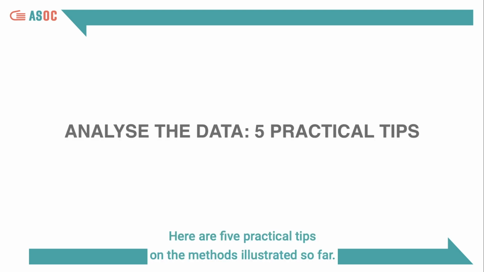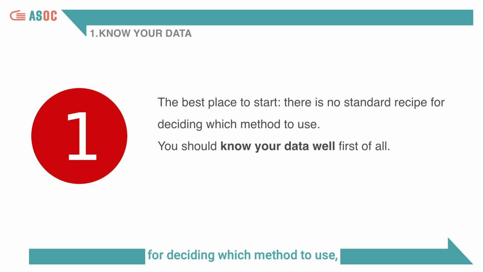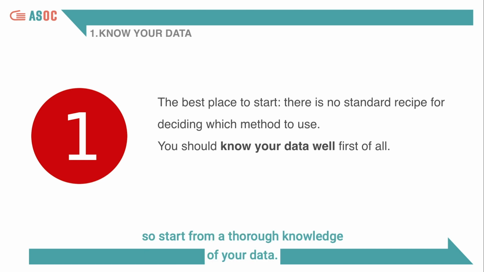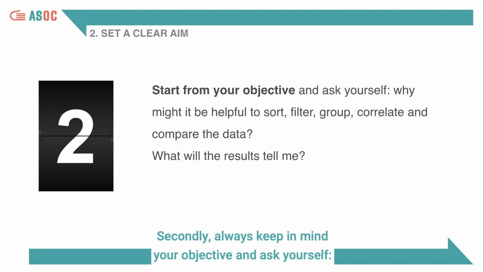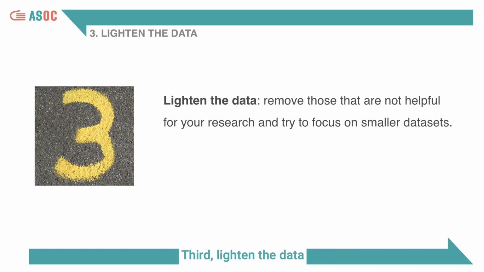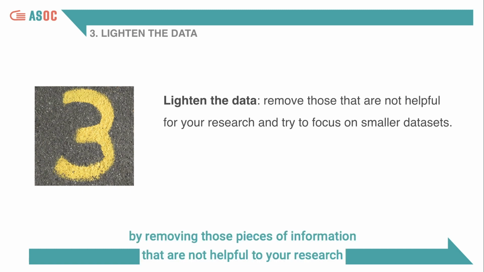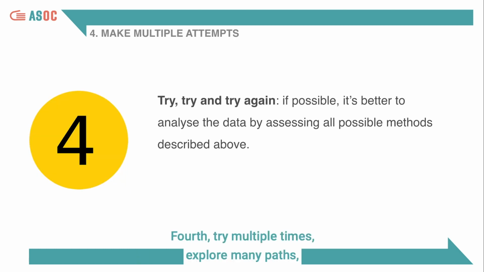Here are 5 practical tips on the methods illustrated so far. 1. First of all, there is no standard recipe for deciding which method to use. Start from a thorough knowledge of your data. 2. Always keep in mind your objective and ask yourself, why might it be helpful to sort, filter, group, and correlate the data? What will the results tell me? 3. Lighten the data. Remove those that are not helpful for your research and try to focus on smaller data sets. 4. Try multiple times.